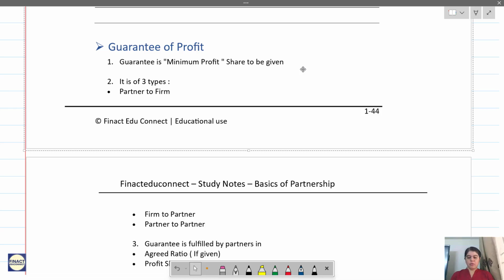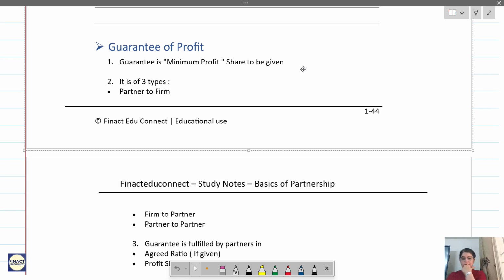If I want to divide this chapter broadly into three parts, the first part is the basics: the definition of partnership, features of partnership, the appropriations, charges against profit, how to calculate interest on capital, interest on drawings, then partner's commission and partner's salary. Then the second part is guarantee of profit. This is the second major part that we are going to cover now.